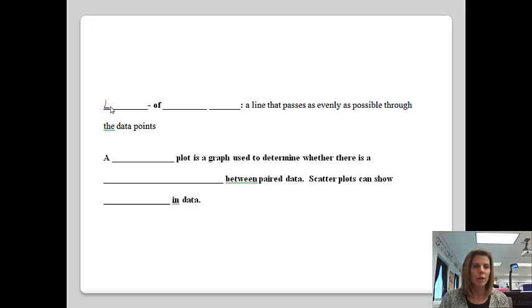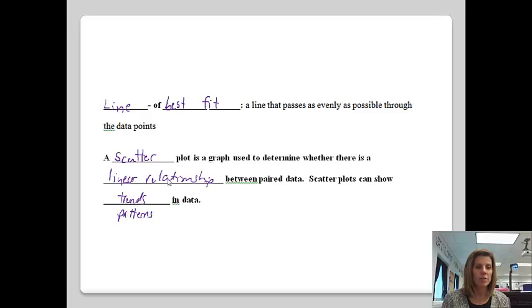All right, first of all, what is a line of best fit? A line of best fit is a line that passes as evenly as possible through the data points that we have drawn. One thing that we will be doing when we draw data points is we first of all will draw a scatter plot, and that's basically just a graph that's used to determine whether there is a linear relationship between paired data. Scatter plots can show trends or patterns in data. So we can tell, is the data forming a line or is it not? Is it forming something else?